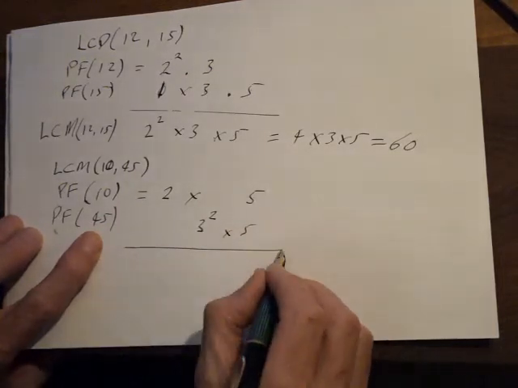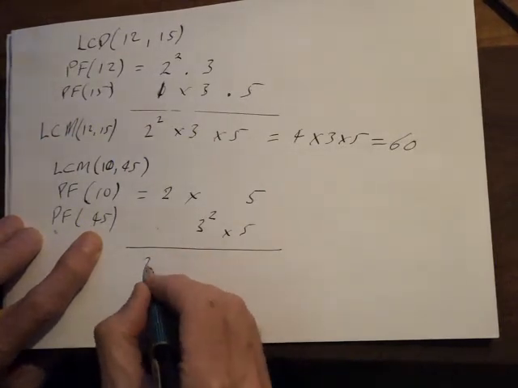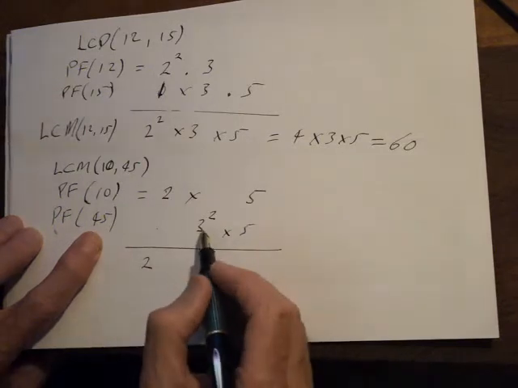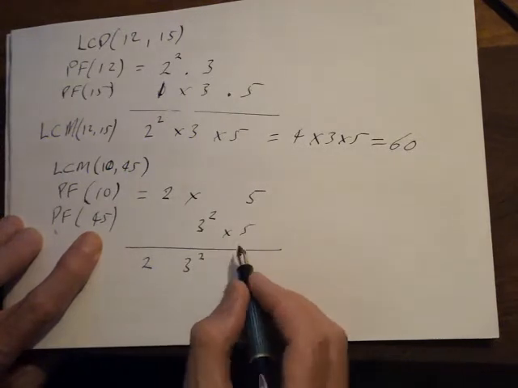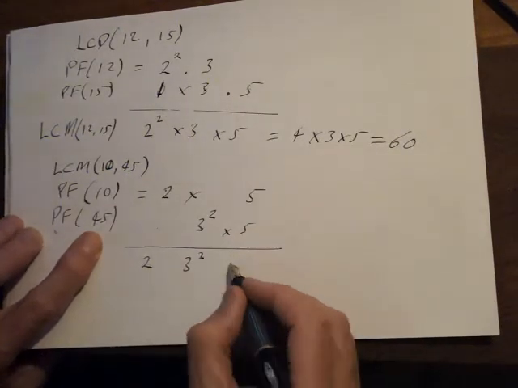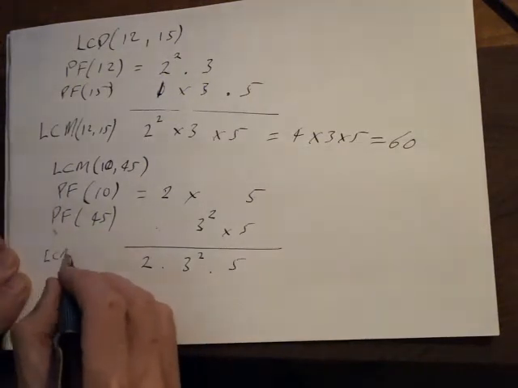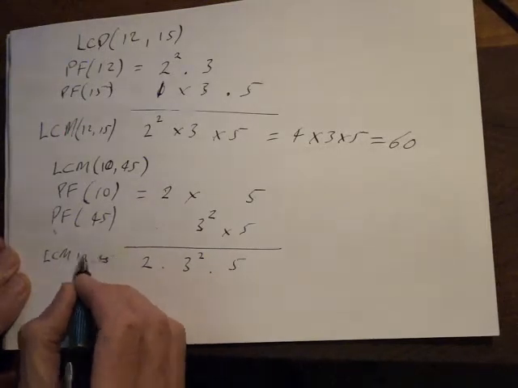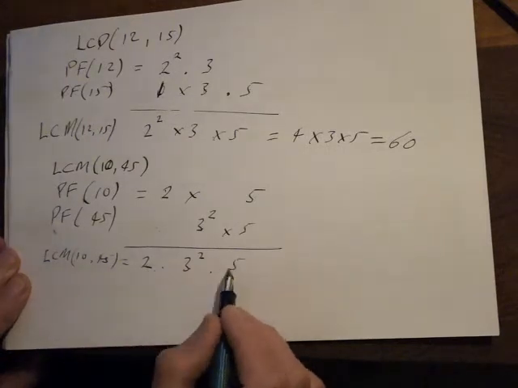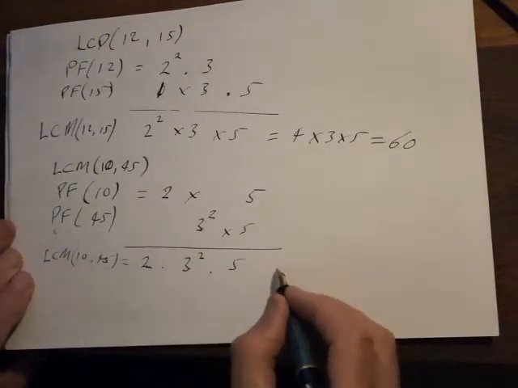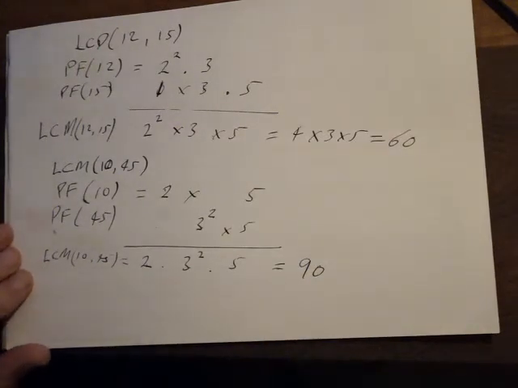And now what do we do? We take the biggest one of these, which is 2 and nothing at all down there, so that's 2. The biggest one of these, which is 3 squared and nothing at all up there, so that's 3 squared. And the biggest one of these, well, they're the same, so we can just put 5. And the lowest common multiple of 10 and 45 is 2 times 3 squared times 5. Well, 2 times 5 is 10, 3 squared is 9, 10 times 9 is 90. That's how we find the lowest common multiple.